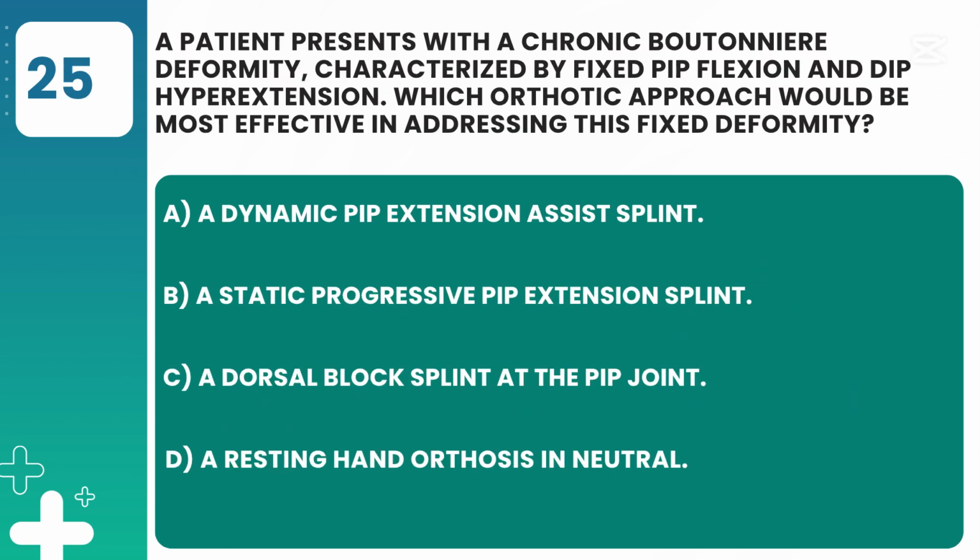Question 25. A patient presents with a chronic boutonniere deformity, characterized by fixed PIP flexion and DIP hyperextension. Which orthotic approach would be most effective in addressing this fixed deformity? A. A dynamic PIP extension assist splint. B. A static progressive PIP extension splint. C. A dorsal block splint at the PIP joint. D. A resting hand orthosis in neutral.